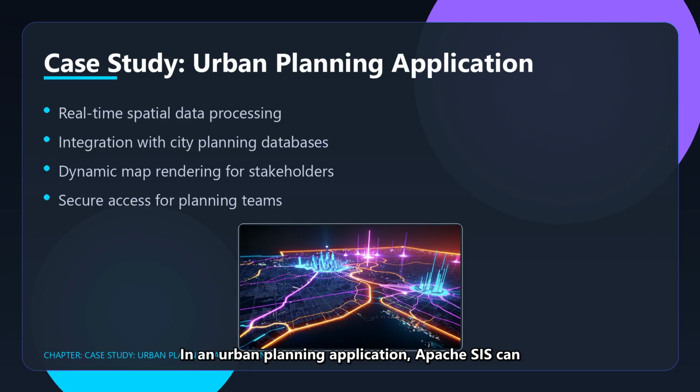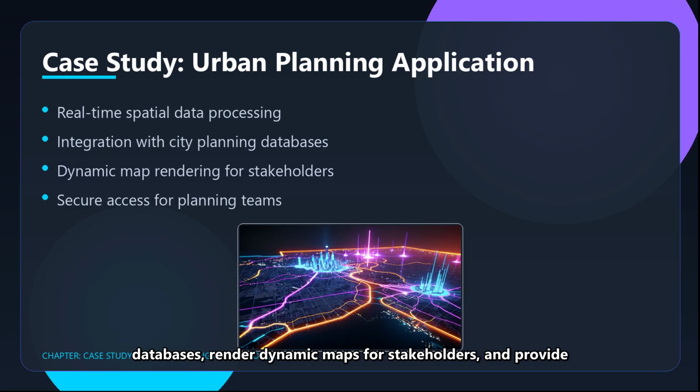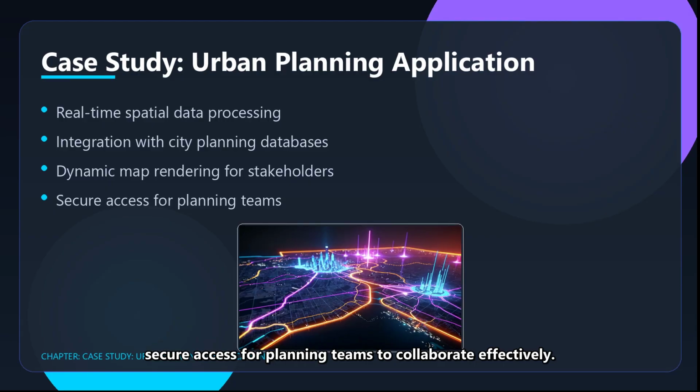In an urban planning application, Apache SIS can process real-time spatial data, integrate with city planning databases, render dynamic maps for stakeholders, and provide secure access for planning teams to collaborate effectively.